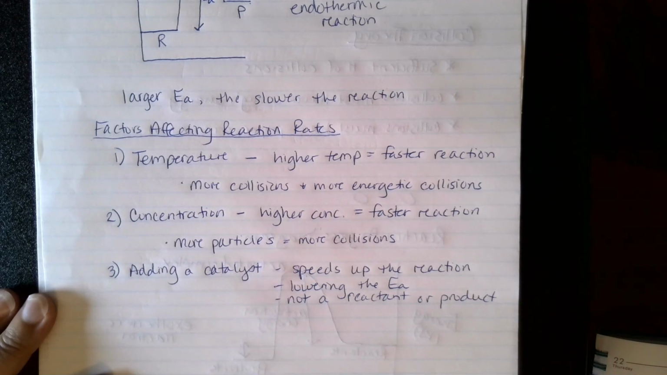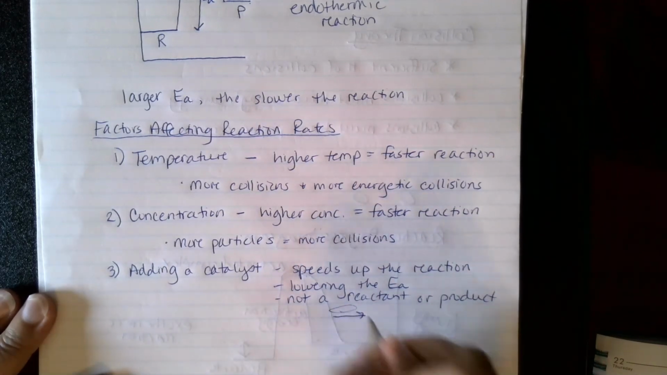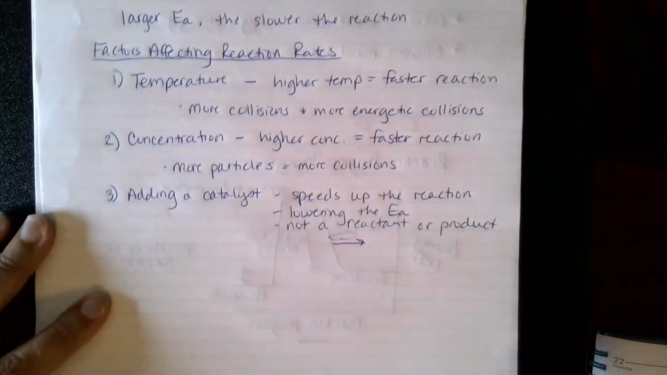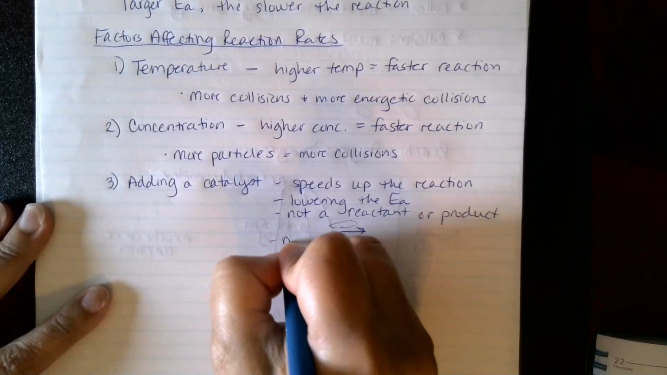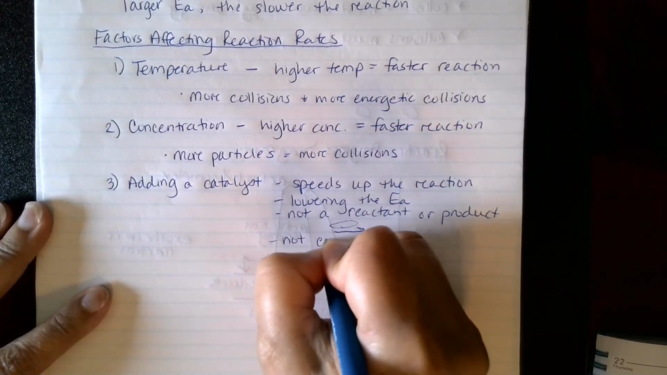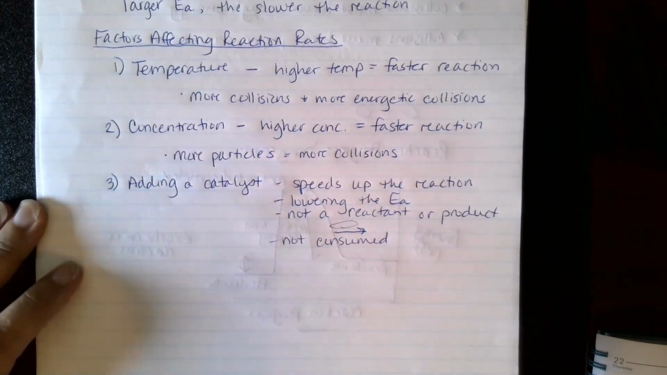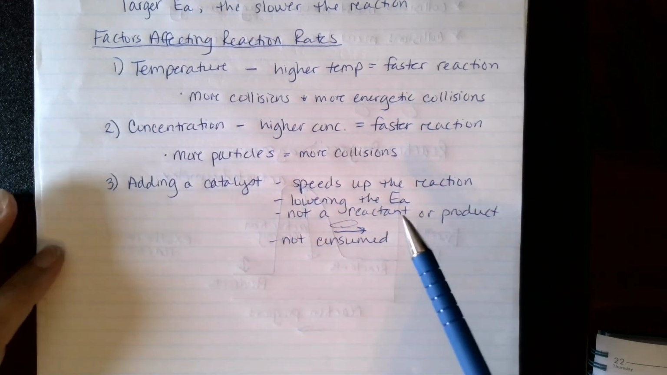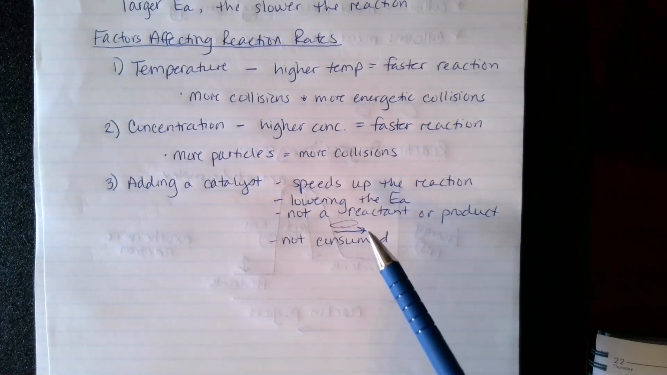Sometimes you may see it written over the yield sign, but it's not going to be listed as a reactant or a product, and it is not used up in the reaction. It's not consumed, meaning it's still there at the end and I could use it again. Examples of catalysts would be things like enzymes in your body, which help the reactions go faster.